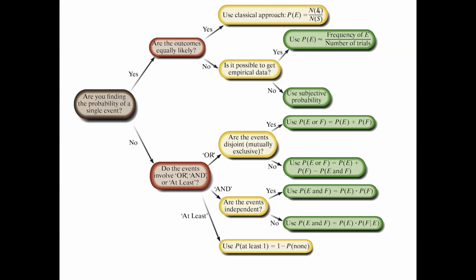So if it's the probability of flipping a coin and having it turn up heads, the event of heads is one outcome. The number of outcomes in that event is one, and the number in the sample space is two. So the probability of heads is 0.5. That again was the classical approach.